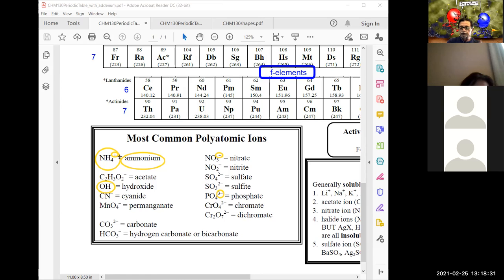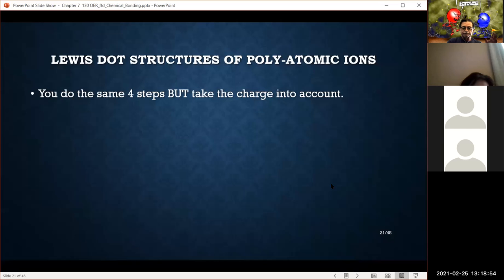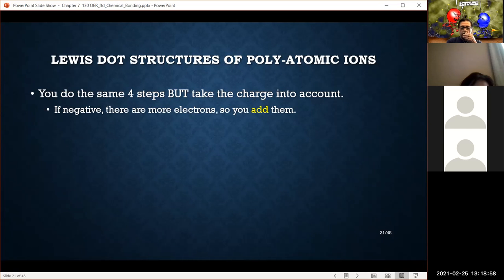Okay, so those are the two only different things that we do. One, add or subtract an electron depending on the charge of the polyatomic ion, and then finally draw the structure, put a bracket around the whole unit, and then put a charge in the upper right corner. Okay, so best thing to do is probably just to do an example. All right, so I'll do all the same steps.